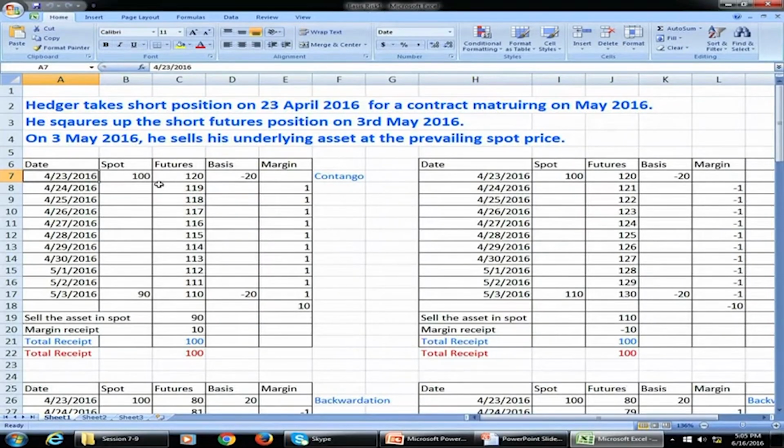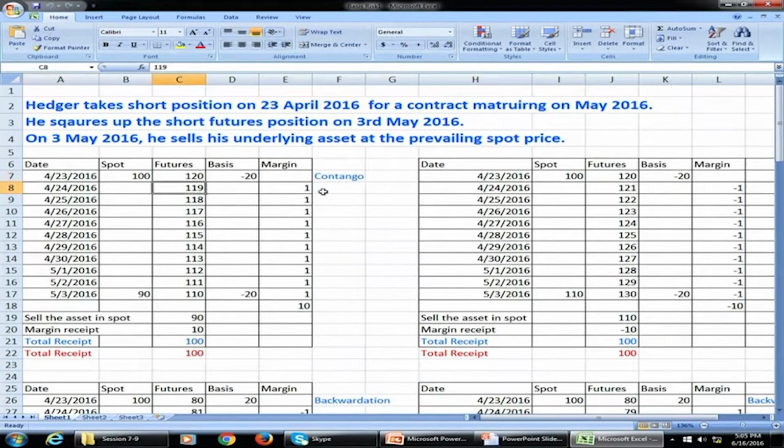Now let's go to the next day. We ignore what is happening in the spot market. We do care what is happening, but this information is not required at this point for understanding the impact of basis risk.